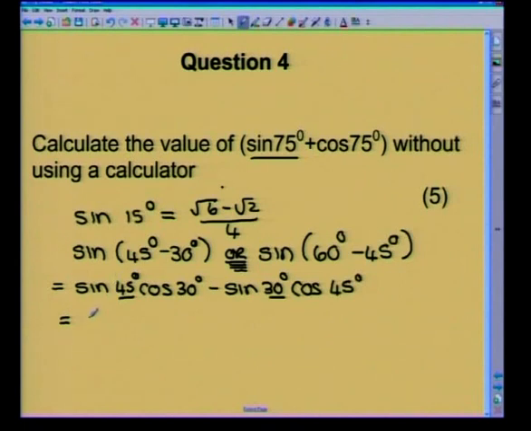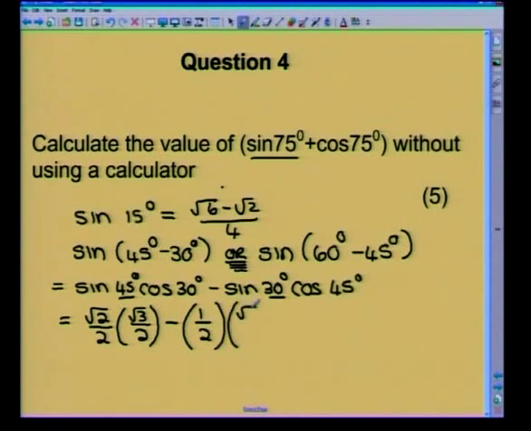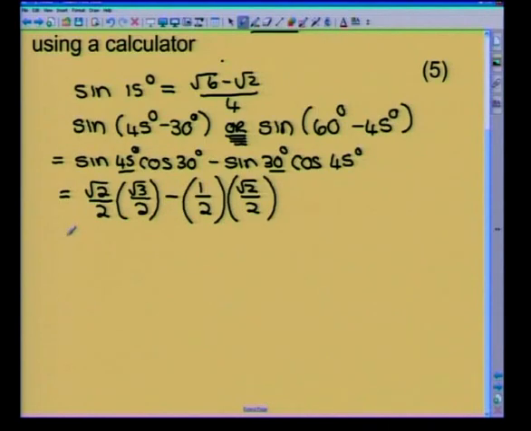Right, so this gives me the sine of 45, which I'm going to do from memory, is root 2 over 2. The cos of 30, which is root 3 over 2. The sine of 30, which is a half. And the cos of 45, which is root 2 over 2. And as I say, you're welcome to use any method to get those out. And now we're ready to simplify this. So this will become root 6 over 4.